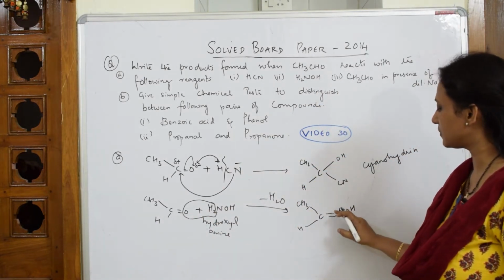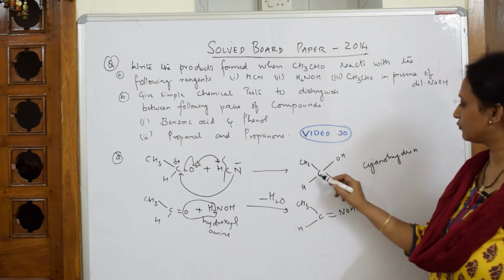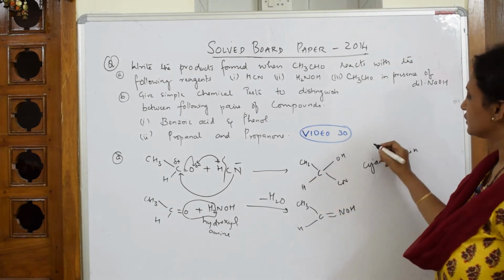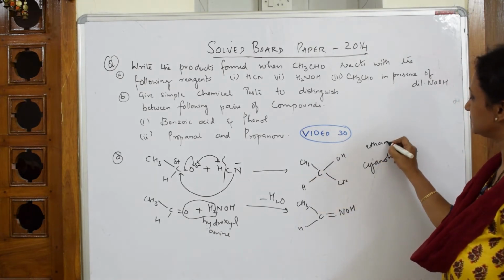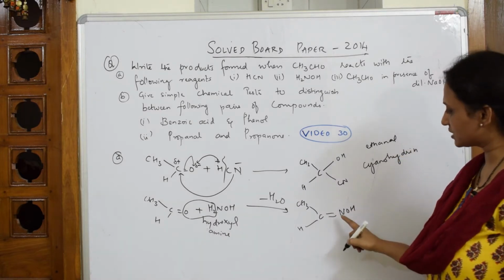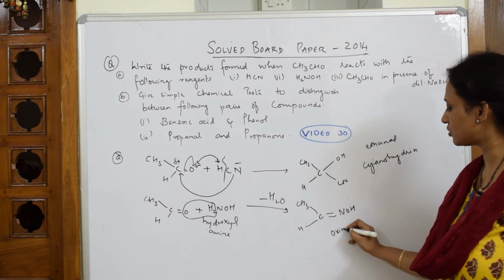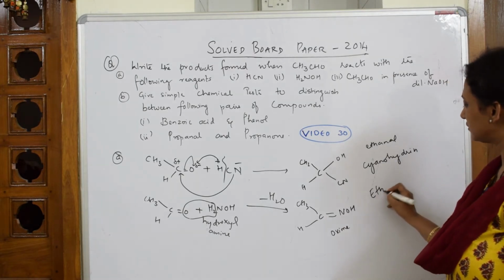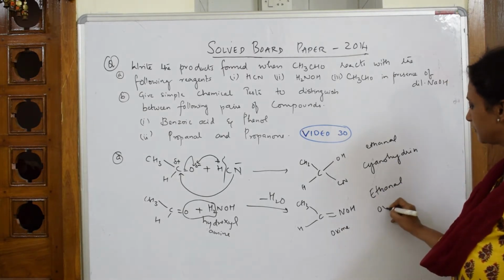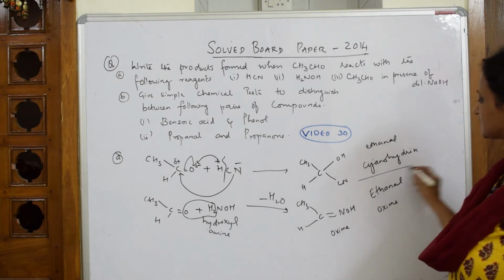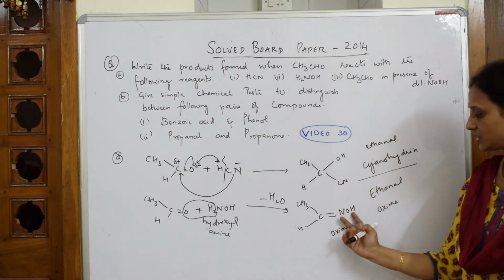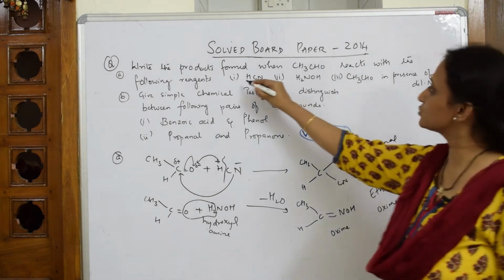So what is this compound? Here we got it from ethanal, so the first one was ethanal cyanohydrin. Here, hydroxylamine gives an oxime. This is called oxime. Which oxime is this? It is called ethanal oxime. That's it. Done? Yeah, simple. Now I'm done with this one.